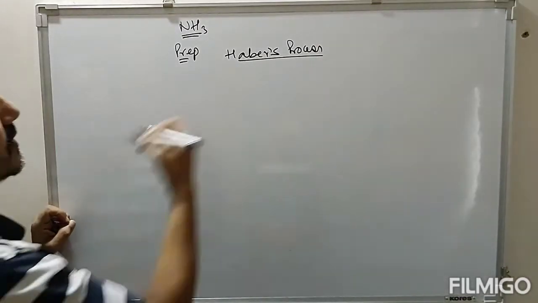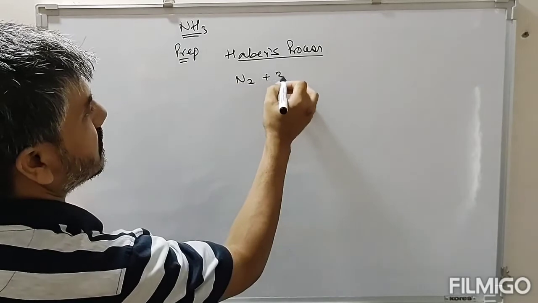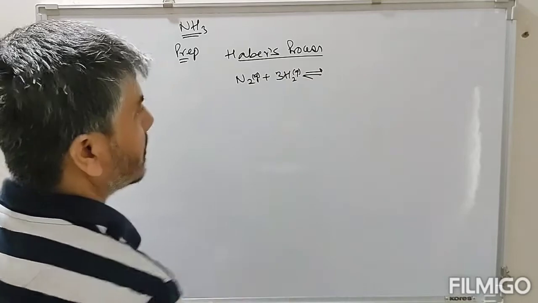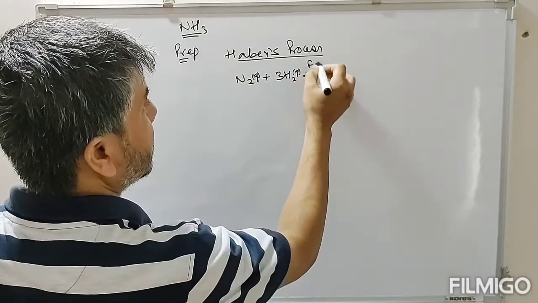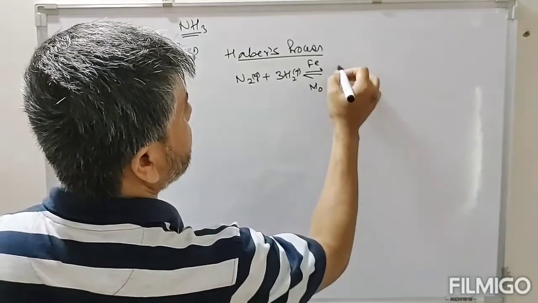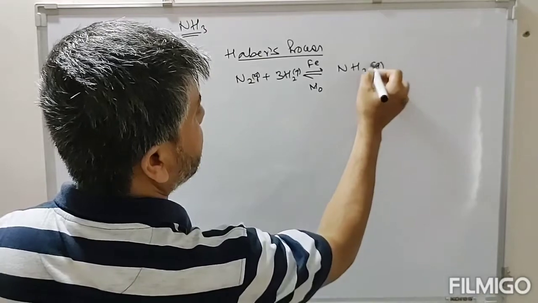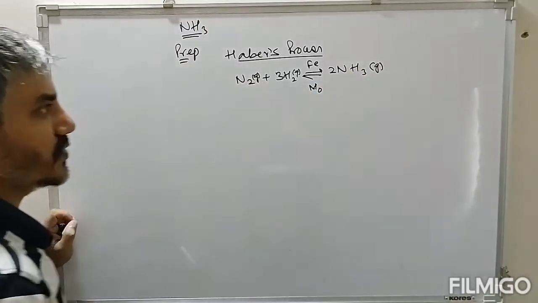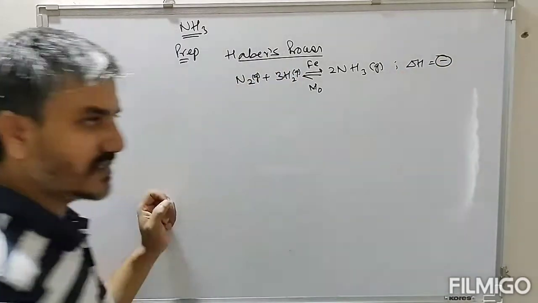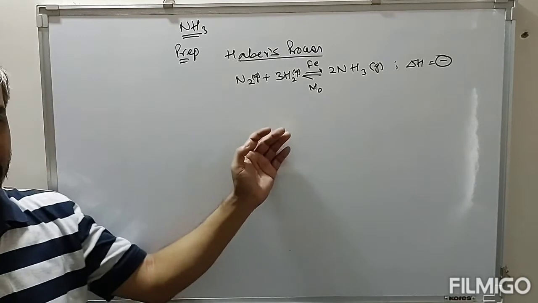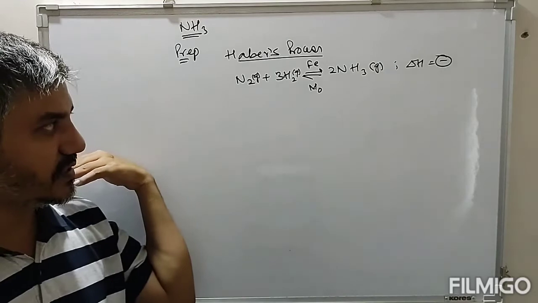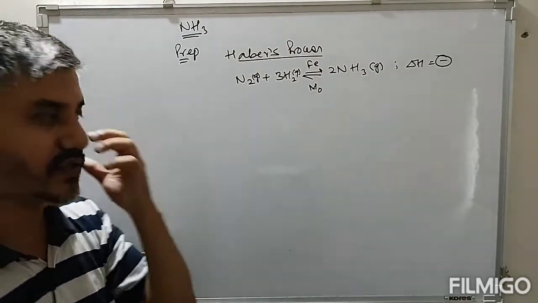Haber's process. We have nitrogen plus hydrogen gas in the presence of iron as a catalyst, with molybdenum as a promoter, to give NH3 gas. This is a reversible process. For this process, delta H is negative, so the reaction is exothermic, so low temperature and high pressure conditions should be applied so that the reaction shifts in the forward direction.